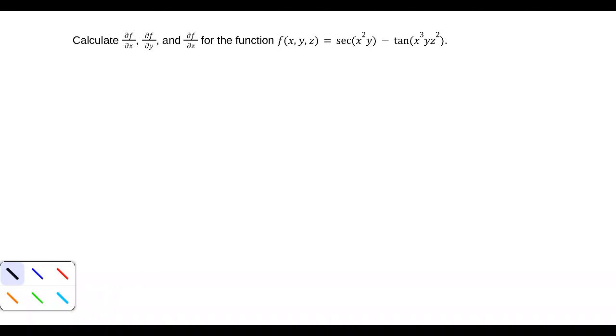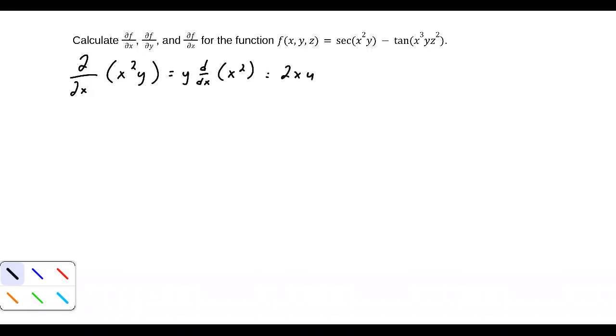In order to find each of these partials, it's going to be necessary to talk about what it means to find the partial with respect to x of something like x squared y. So let's walk through that. The partial with respect to x of x squared y means that we're going to treat every variable that is not an x as a constant and factor it out as such. So this will be equal to y times the derivative of x squared, which would be equal to 2xy.